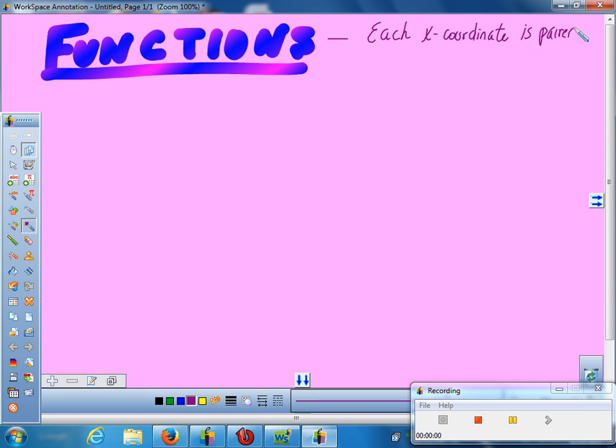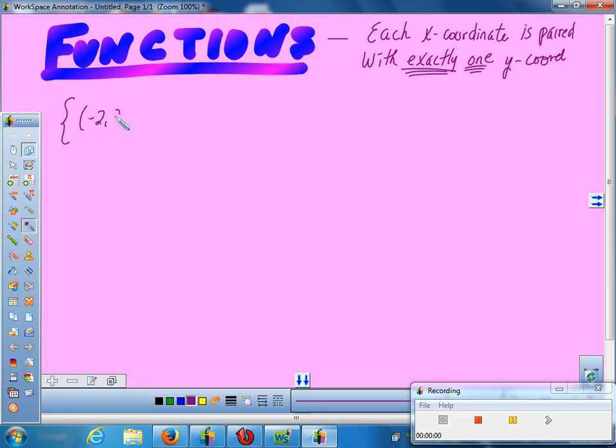All right, each x is paired with exactly, emphasis on exactly, one y coordinate. So if you put an x in, you're going to get one value for y. You cannot get two different values for y. You cannot get five different values for y. It's not a major concept. I mean, we first introduced it to you back in Algebra 1.